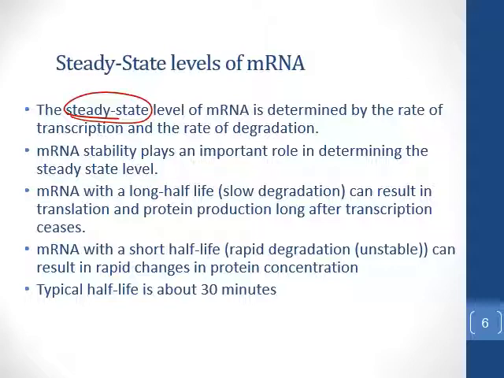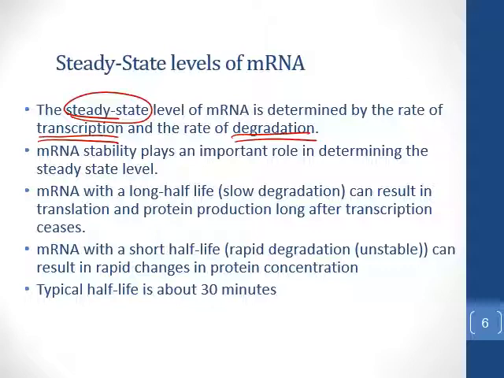So the steady state level of mRNA is going to be determined by the rate of transcription. That would be analogous to water flowing into the bathtub. And the rate of degradation. That would be analogous to water going down the drain. So in other words, how much mRNA exists in the cell is a function of two things. The rate at which the mRNA is made, and of course that's going to be regulated by transcription, and the rate at which the mRNA is degraded.